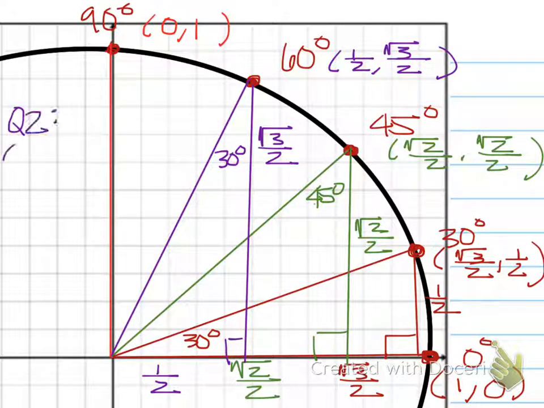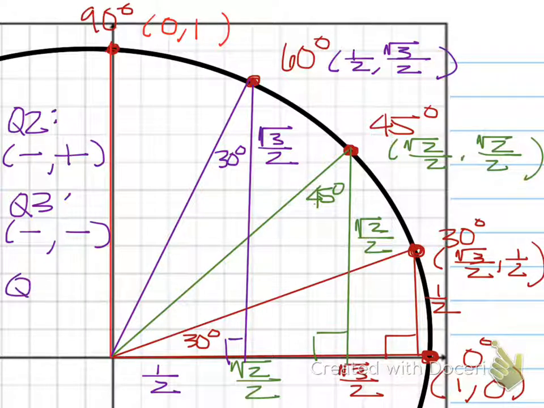And this pattern repeats itself in all 4 quadrants on the coordinate plane as you move around the unit circle. The only thing that changes is the sign for each one of these coordinates. So for quadrant 2, all the x-coordinates are negative, all the y-coordinates are positive. In quadrant 3, all the x-coordinates are still negative, all the y-coordinates are negative. And in the 4th quadrant, all the x-coordinates are positive, and all the y-coordinates are negative. So you're still going to have the same x and y coordinates. The only thing that's going to change in the different quadrants are the signs.